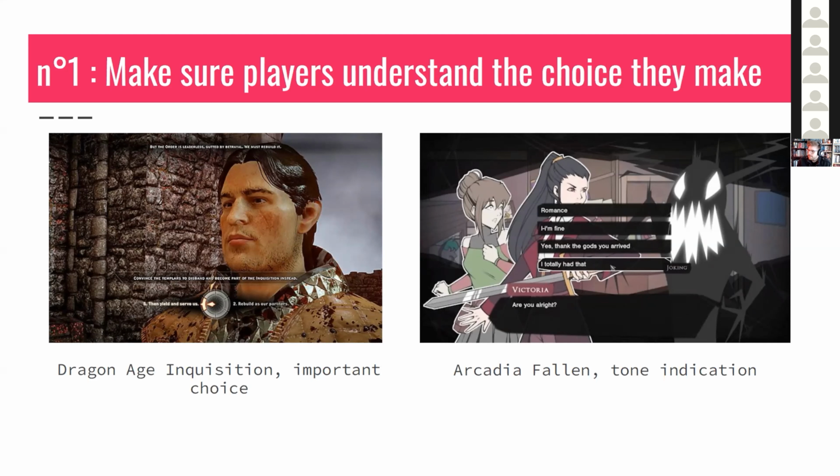I think in this regard, Dragon Age Inquisition made a very good choice by adding this little line that clarifies what you are going to do exactly, what the consequences of these choices are, which can be just in one line. And on the other hand, Arcadia of Land had a really good tone indication that really helps in getting the tone of the line and avoiding aggressive lines you didn't expect.